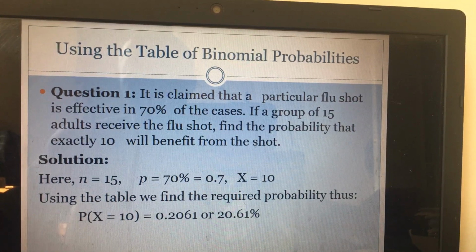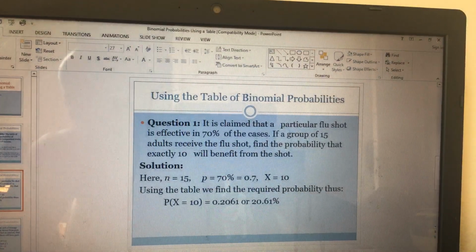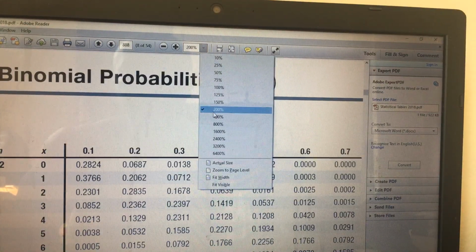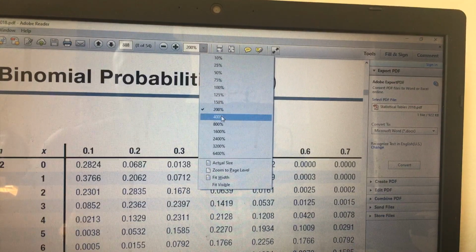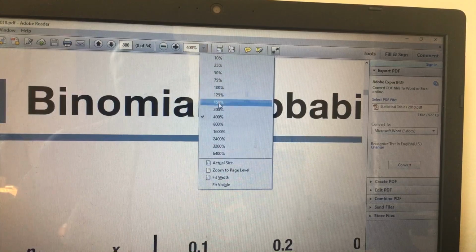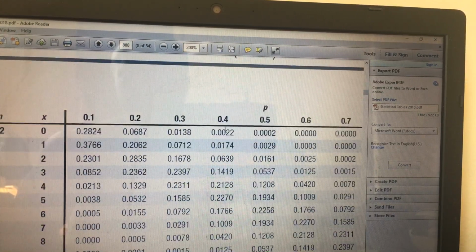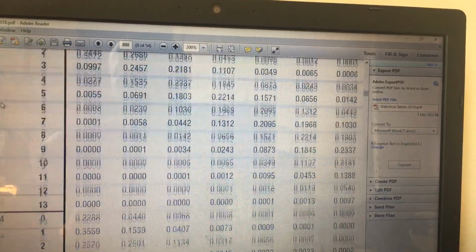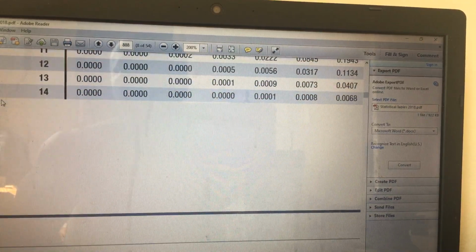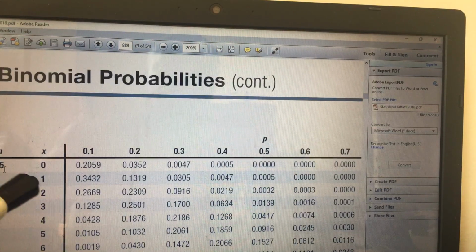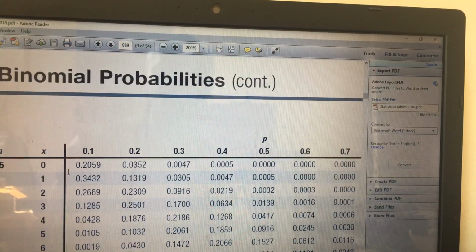Going to the table, I'm going to zoom in so you can see it better. Let me zoom to 400. Oh, that's too much. Okay, let's say 200. You can see our n right here. Our n is 15, so we'll look for 15 for our n, which is right here. 15 for n.